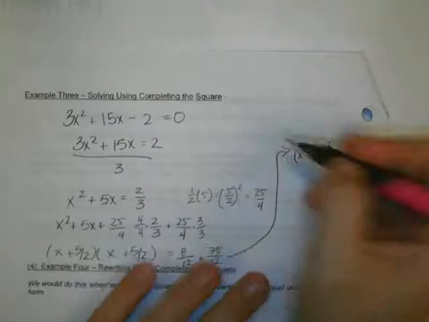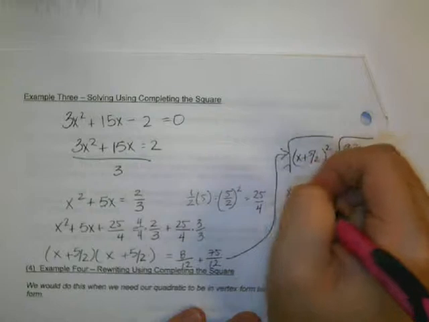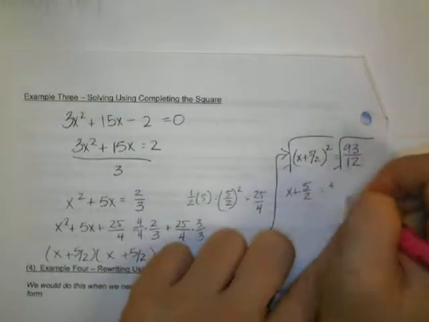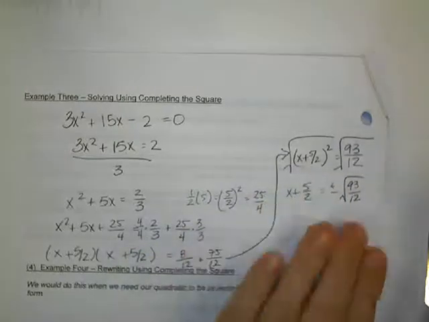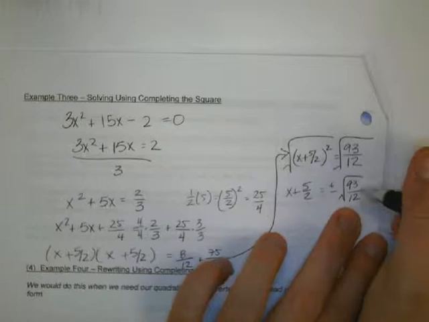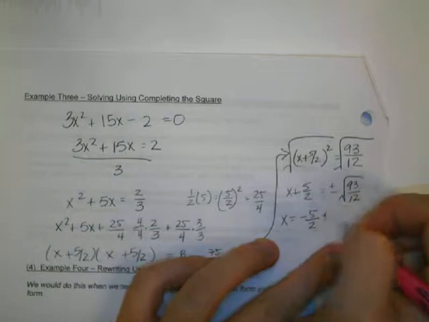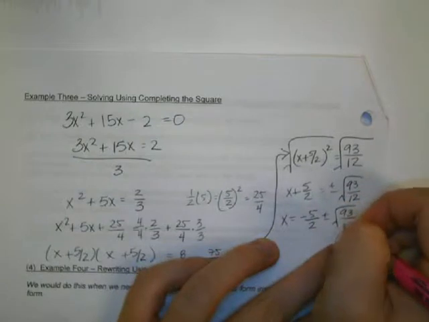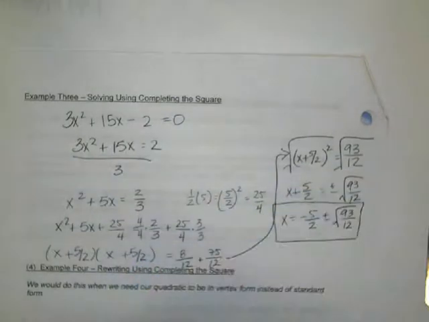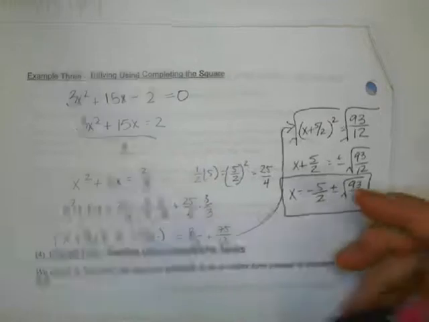Okay. And then we're going to take a square root of both sides. So when I take the square root of both sides, we get x plus 5 halves equals plus or minus the square root of 93 over 12. Now at this point, I'm going to let you leave it like that, because 93 and 12, neither of them have a nice square root. So I'm just going to move the 5/2 over by subtracting it. I'm going to stop there. All right. And that is it for that whole video.